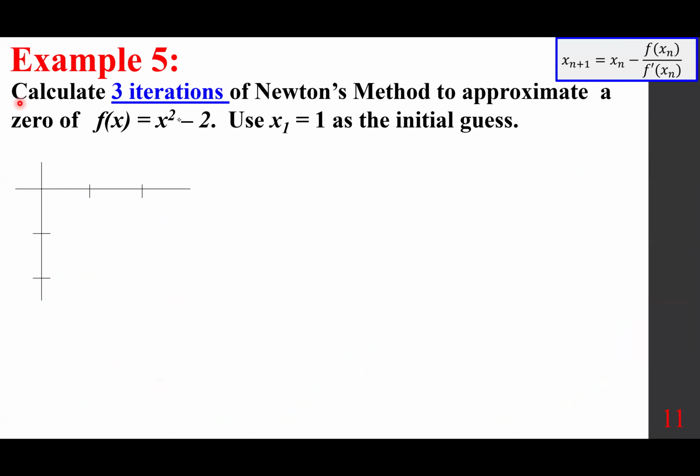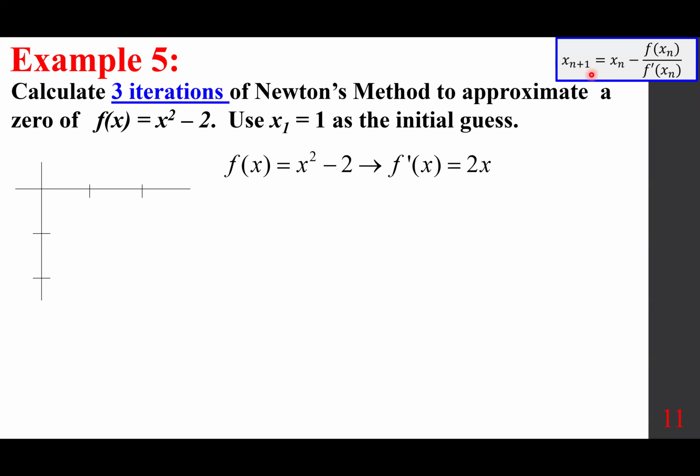All right, first and foremost, this example: calculate 3 iterations of Newton's method to approximate a 0 of f of x equals x squared minus 2. Use x sub 1 equals 1 as the initial guess. Sometimes they don't give us anything, okay? So we have to guesstimate it ourselves. Sometimes they do, okay? So the idea is that if they give us 1, they want 3 more, okay? So what is f of x? X squared minus 2. What do you need? F prime. So you have to write what's f of x, and you have to come up with f prime of x.